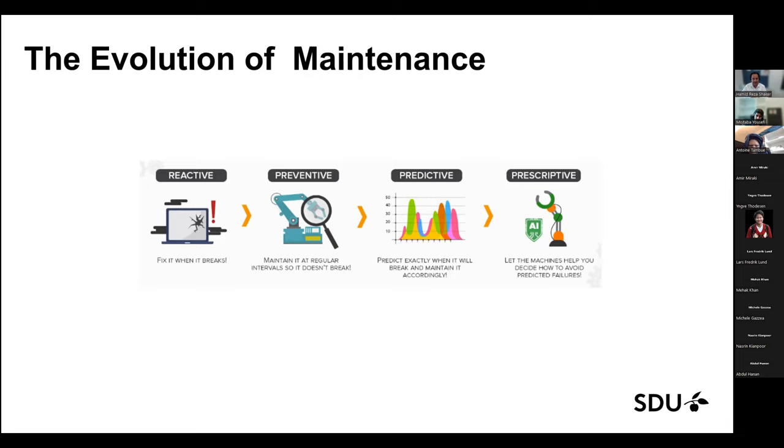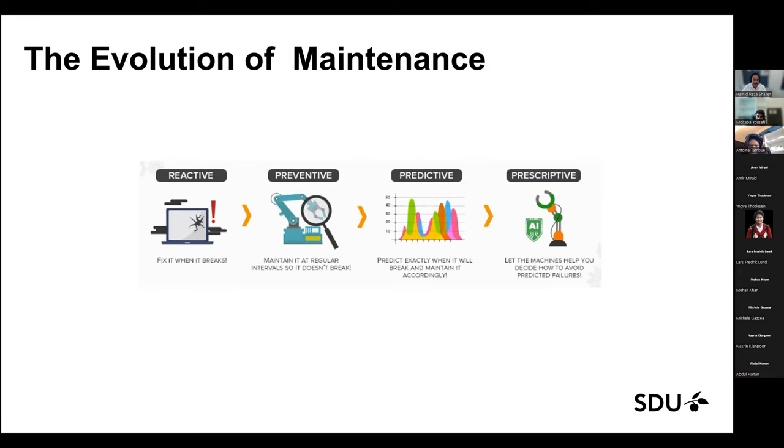Predictive maintenance basically predicts faults before they happen, so we do maintenance at the right time. Prescriptive maintenance is a bit different. It not only predicts the fault, but also comes up with a prescription, a solution. Predictive and prescriptive maintenance are the latest technology in the maintenance field.